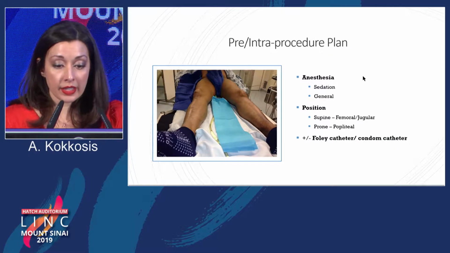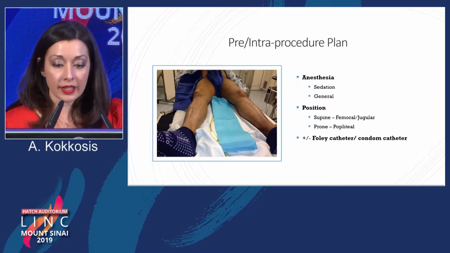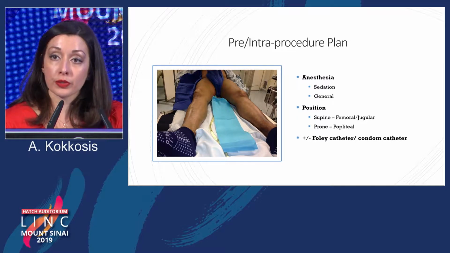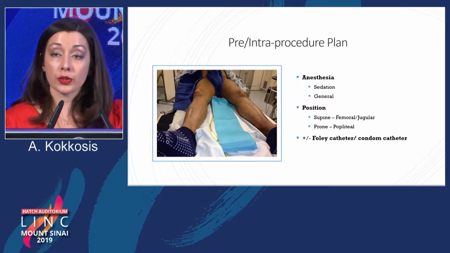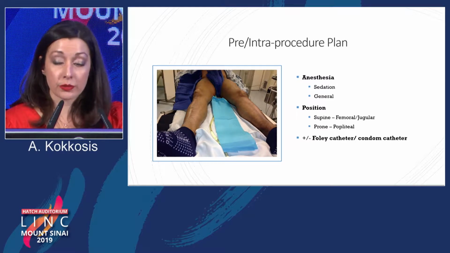In terms of planning, you want to decide whether you're going to do sedation or general anesthesia. You'll decide ahead of time based on your patient's anxiety level. Positioning, supine, you could do the femoral jugular approach if you want to floss. Prone for popliteal. Plus or minus Foley, nowadays because we're worried about UTIs, we pretty much will do the condom catheters.